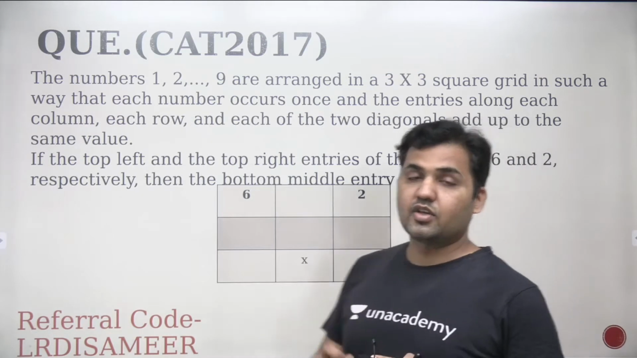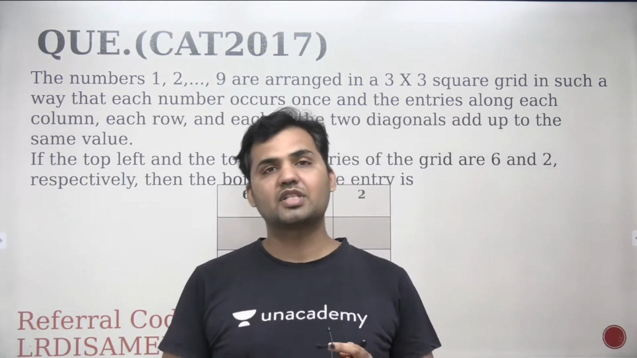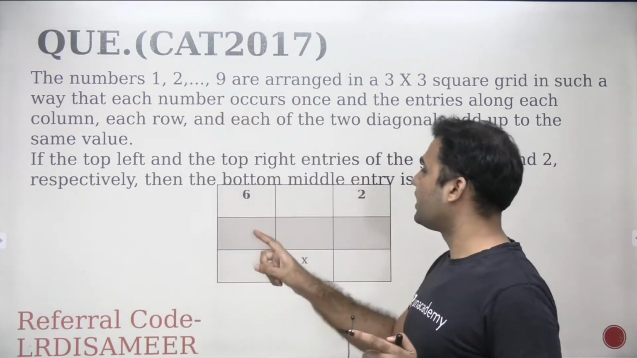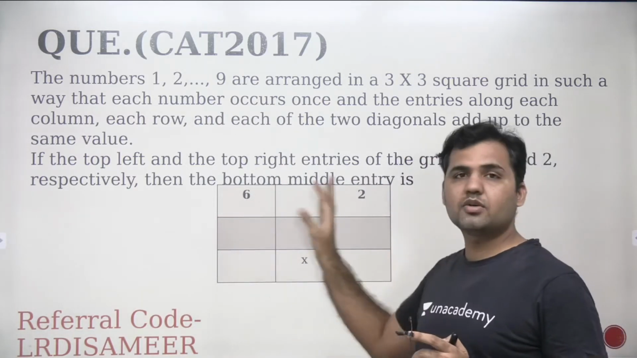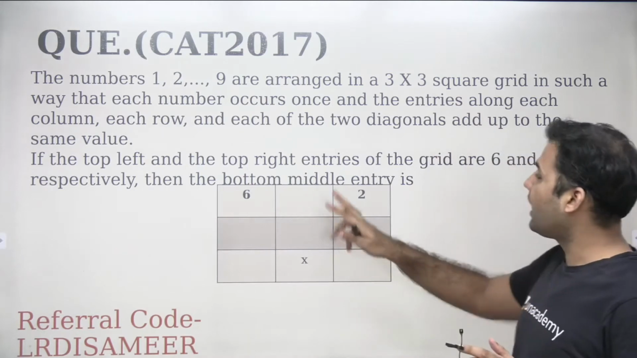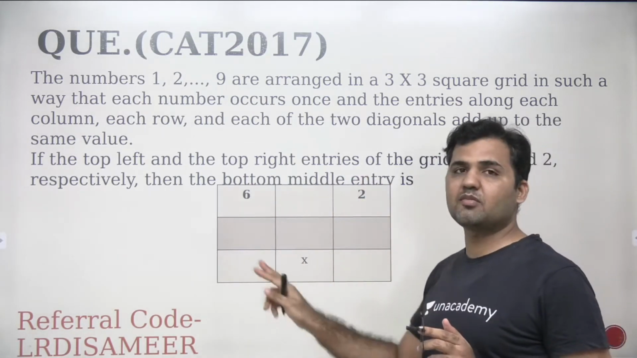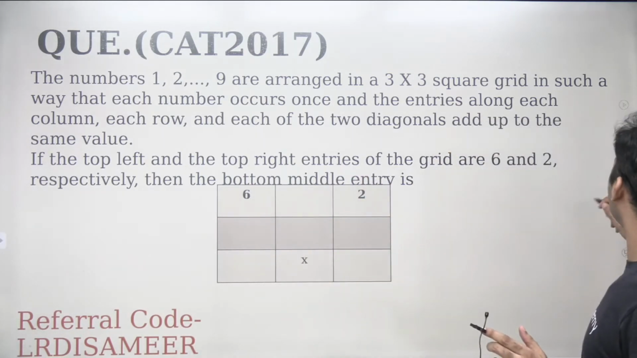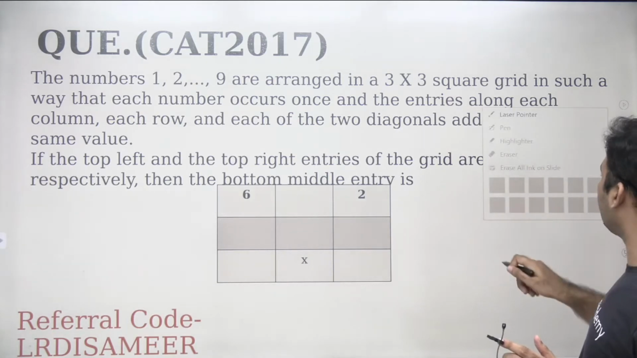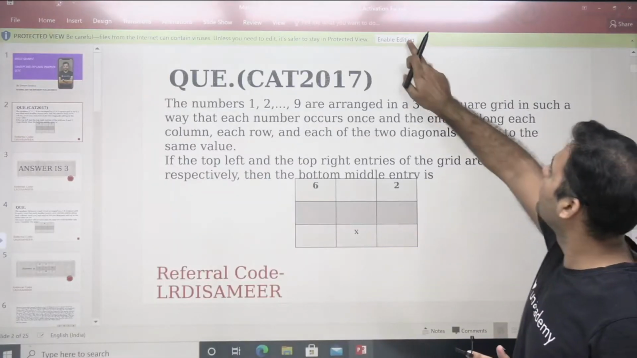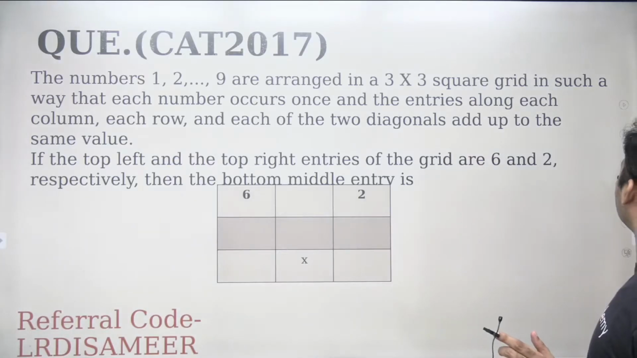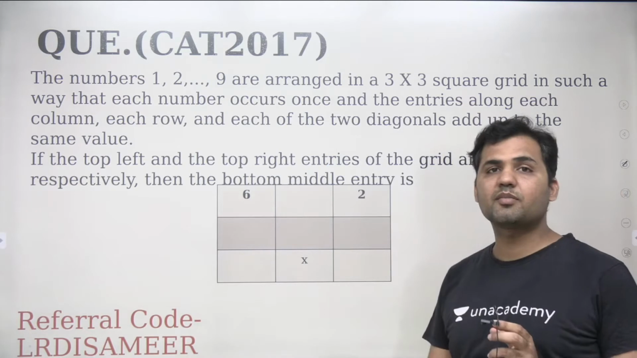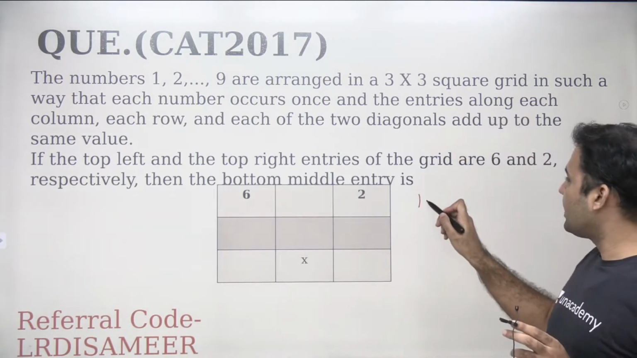Now, the main concept here is you're supposed to know what are the numbers that you're using. You're using the numbers 1 to 9. Now you see that if I'm writing down all the numbers into a 3 into 3 matrix and if I take the sum of all the values, then the total summation of that value will be equal to 45. Why is it so? Because sum of first 9 natural numbers is 45.